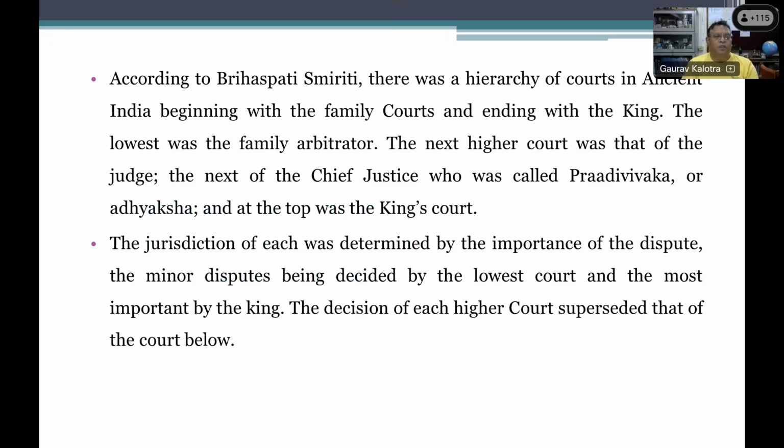with the king. The lowest was the family arbitrator. The next higher court was that of the judge. The next of the chief justice, who was called Pradivika or Adhyaksha, and at the top was the king's court. Now, all these courts had the power to dismiss the orders of the previous lower order courts.